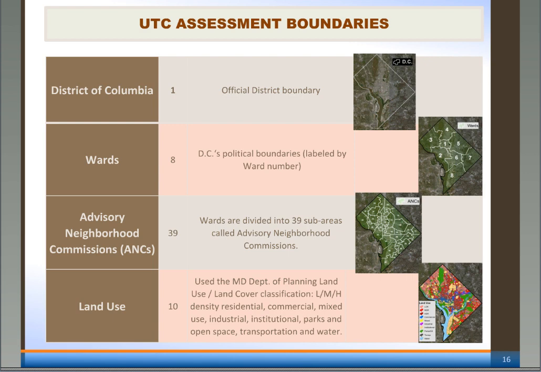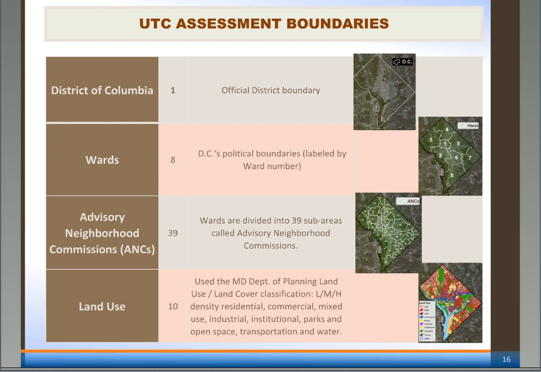So I'll show you 8 different assessment boundaries that we used recently in some work with Washington, D.C. I'm not going to spend too much time, but we have the overall city boundary. We had 9 different ward boundaries. We had 39 neighborhood commissions. So again, thinking of those different categories I mentioned earlier, we had land use data that was available.